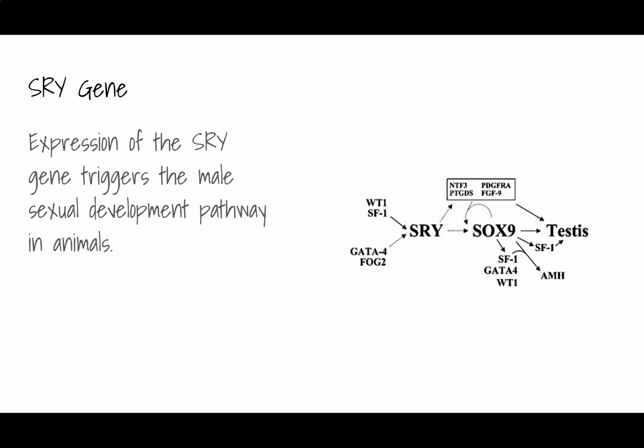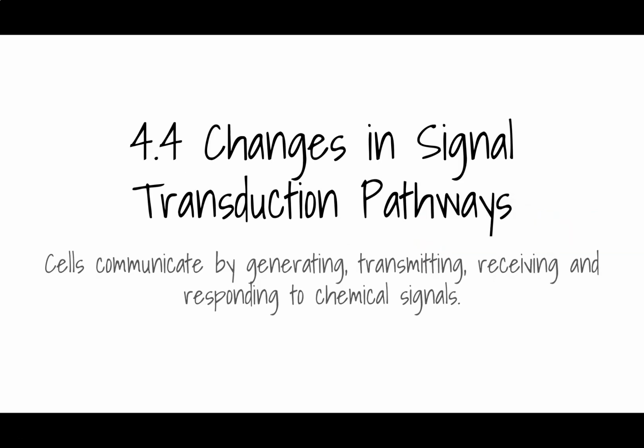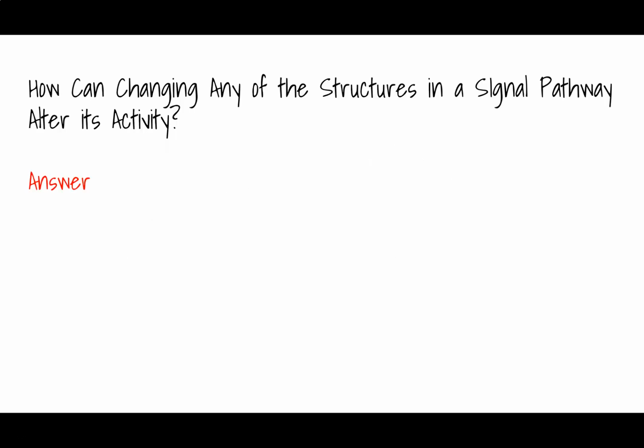The expression of the SRY gene, and again, you're not going to have to memorize this, but you have to follow the story. So by activating the SRY gene through all of these steps, which again, you are not going to have to memorize, you are going to form the testes or trigger the male sexual development. What happens if we change these pathways? Well, bad things can happen. So if we change the structures, possibly the cell is not going to do whatever it's supposed to do and could potentially kill the cell.